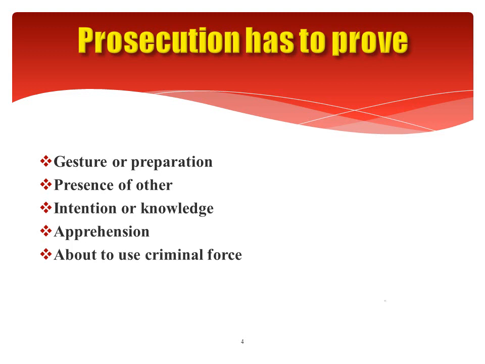The question is, what does the prosecution have to prove before the court of law beyond all reasonable doubt? So the prosecution has to prove, first, that there is the making of a gesture or preparation on the part of the accused in the presence of the victim. The first and foremost thing the prosecution has to prove is that the gesture or preparation has been made by the accused in the presence of the victim.